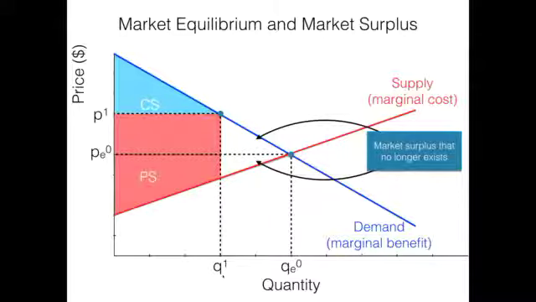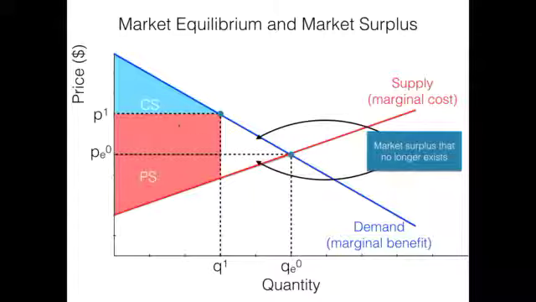Since there is a lower quantity at this higher than the equilibrium price, this upper triangle here was consumer surplus that no longer exists, because these are items between Q1 and QE0 that are no longer being produced and consumed, so they don't generate consumer surplus. And we also have this lower triangle here, which used to be producer surplus, but since these are goods that are no longer being produced, they no longer generate producer surplus.